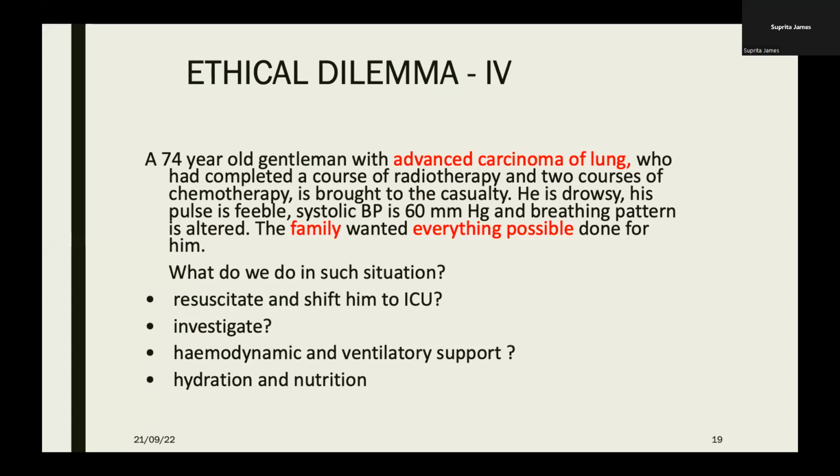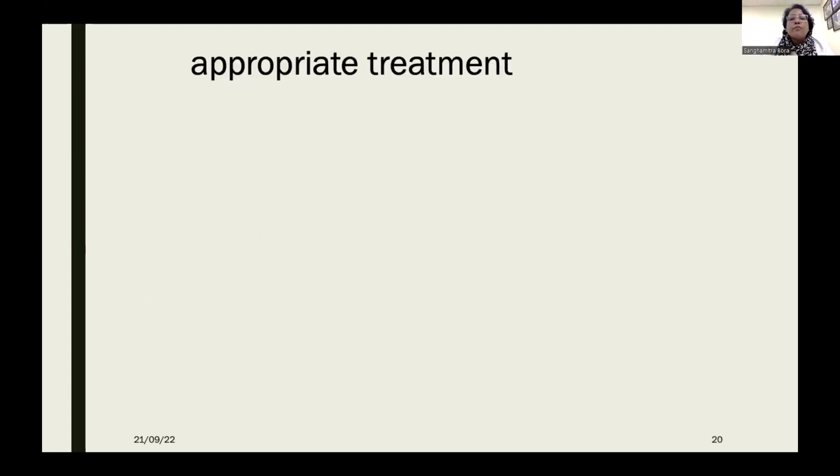So what do we do in such a situation? Do we resuscitate and shift him to the ICU? No. Do we further investigate the patient? No. Do we see about hemodynamic and ventilatory support? Do we do hydration and nutrition? Yes, we need to explain to the patient's relatives the condition of the patient and tell them that it's not going to make much of a difference. Right. Absolutely. So in a nutshell, we need to see what is appropriate for this gentleman, right?